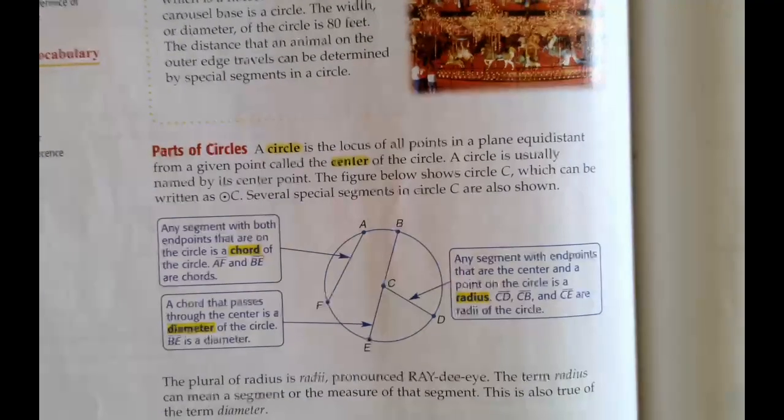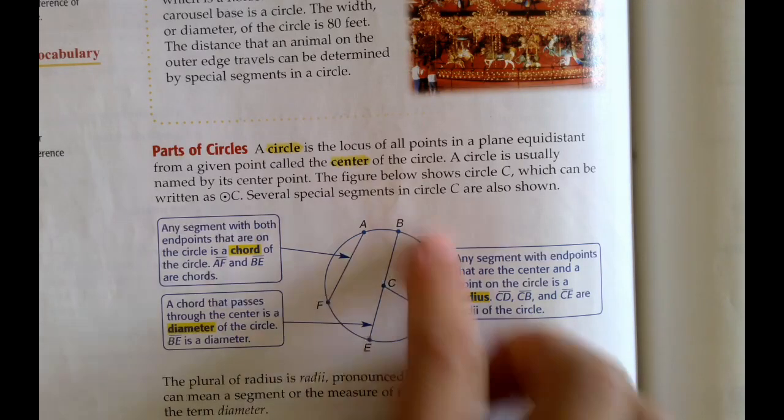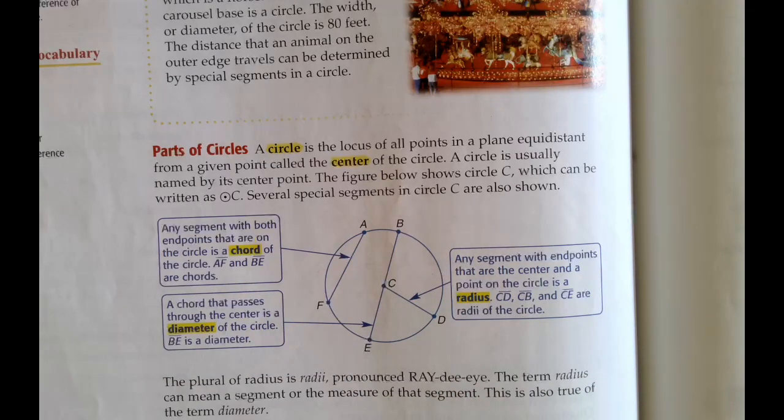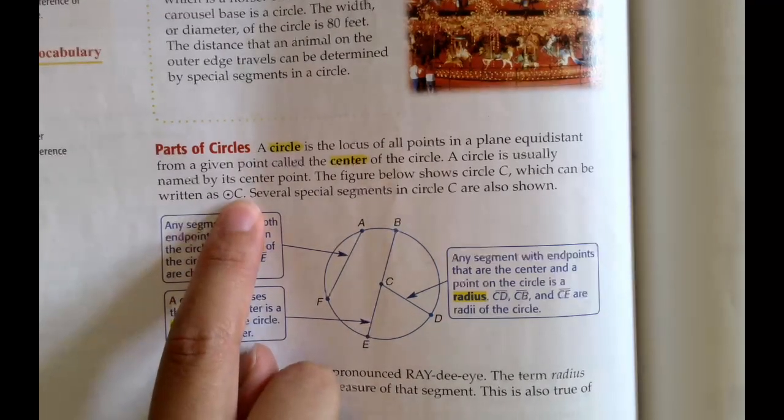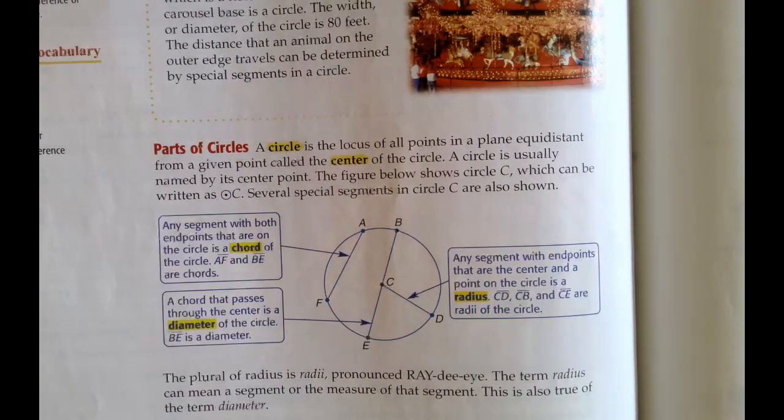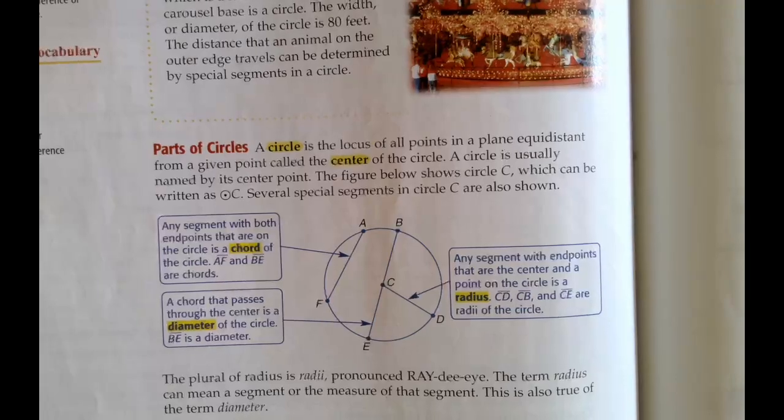A circle is usually named by its center point. So the figure below shows circle C, which can be written as circle C. It's named by its center. There are several special segments in circle C that are also shown here.